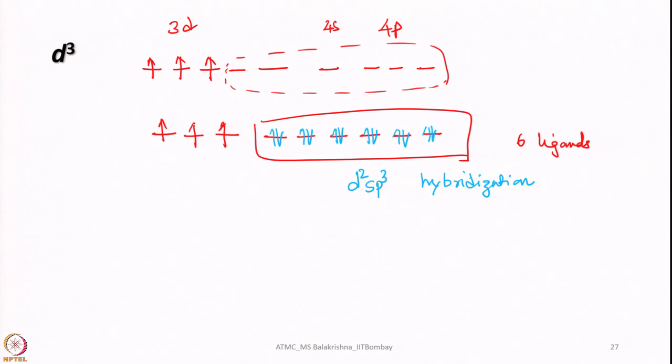So, you can explain this is called an inner orbital complex. And also this is paramagnetic, because we have 3 unpaired electrons. So some of these properties can be explained, and the geometry is octahedral.